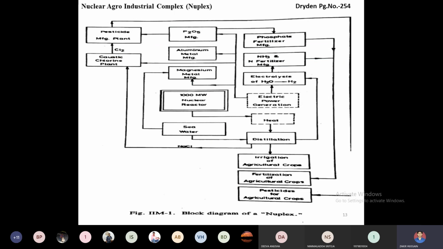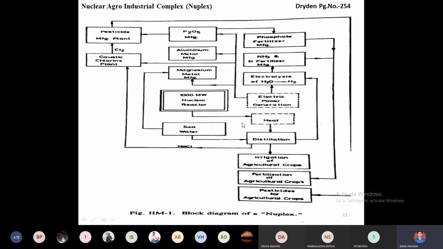So the next one is the nuclear agro industrial complex. So Nuclex is a combination of a nuclear energy production industry and, at the same time, consumers like agricultural fields, fertilizer industry, petrochemical industry and metal manufacturing industry. All the producers of nuclear energy are located in one place, and all the consumers are also located in one place. So India is primarily an agrarian country.